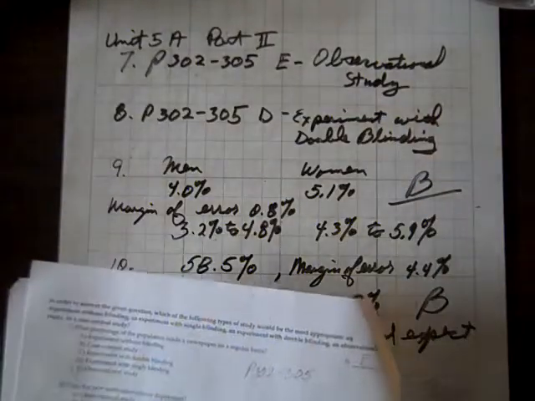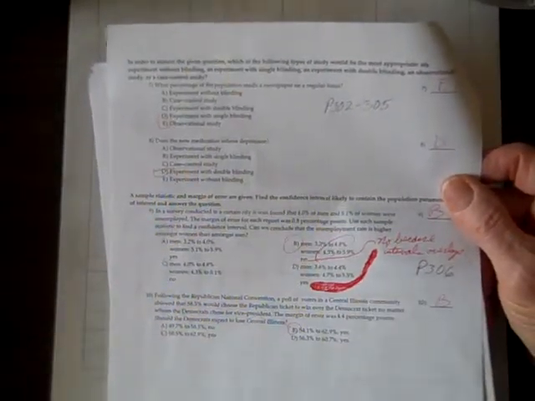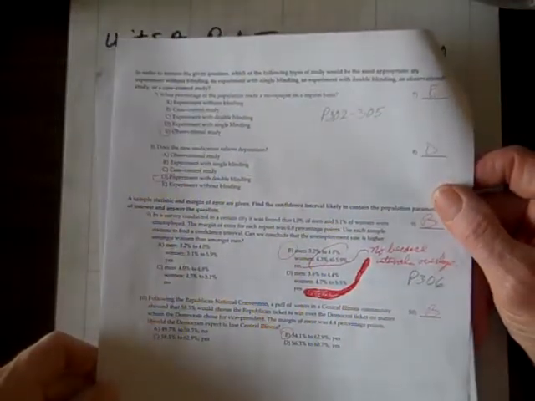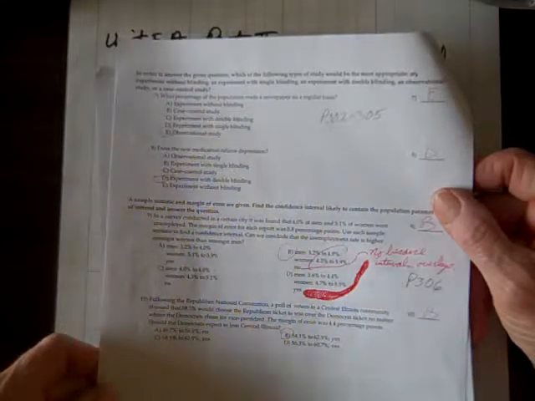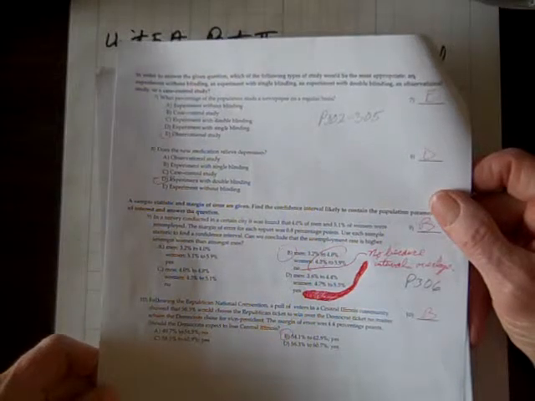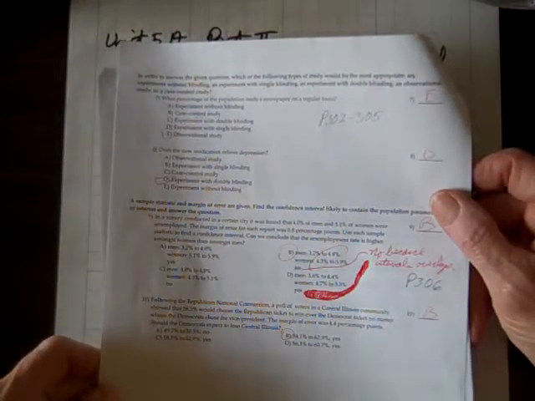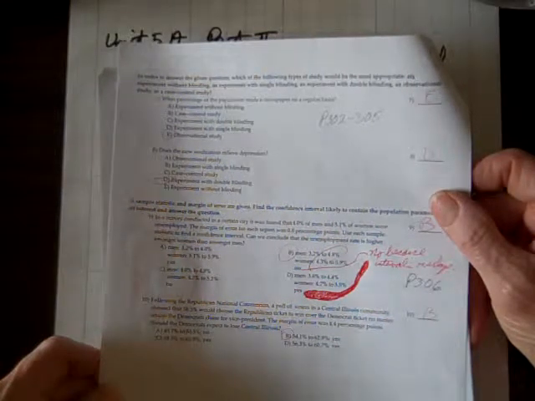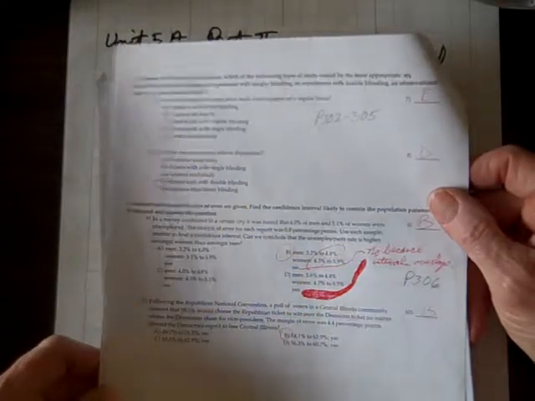305. Now, for question 8, we have to determine the best way to make a study of this issue. And does the new medication relieve depression? And an experiment would be the best, and double blinding. With double blinding, neither the person administering nor the person receiving knows who has the placebo and who has the real thing. So that's D.